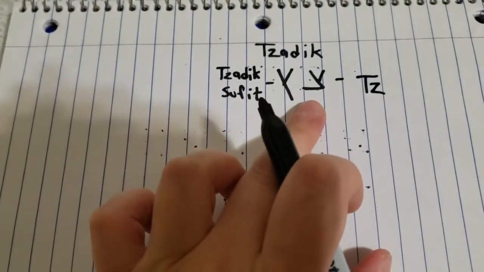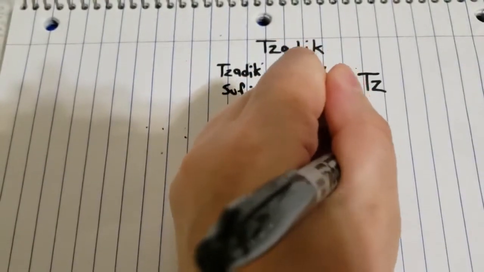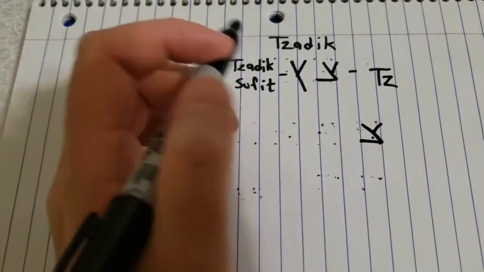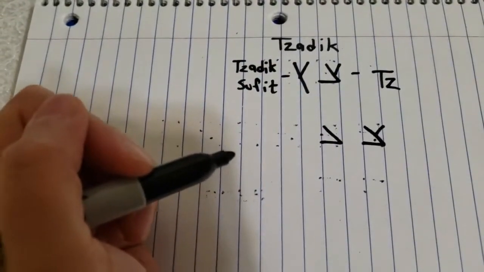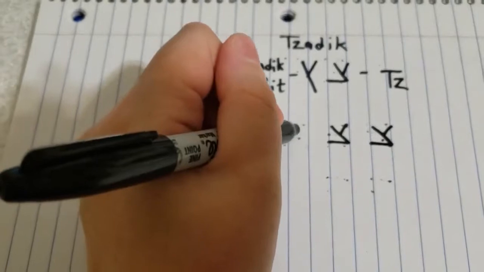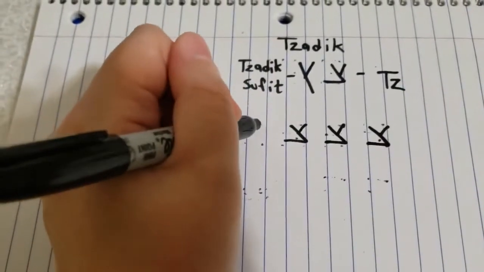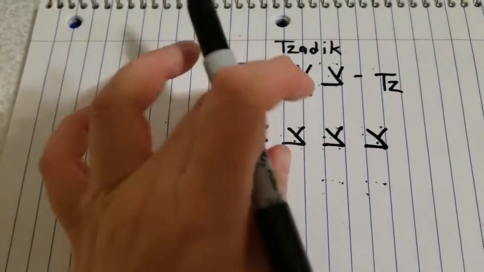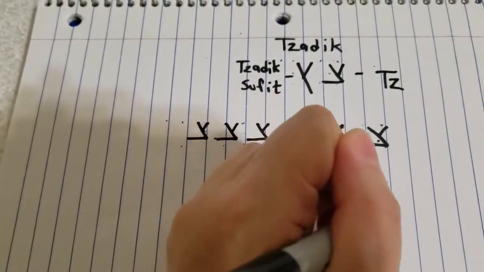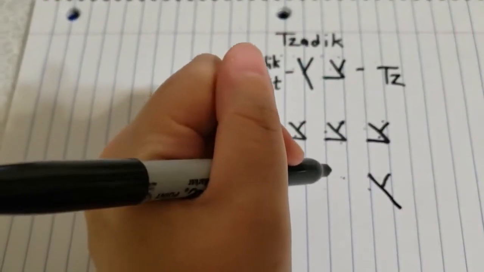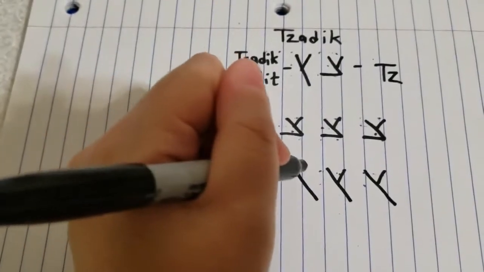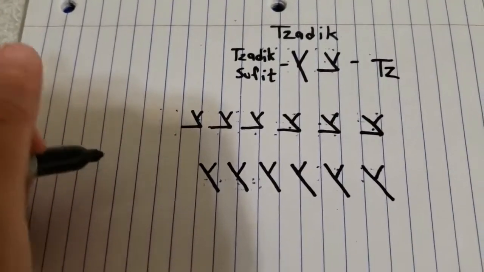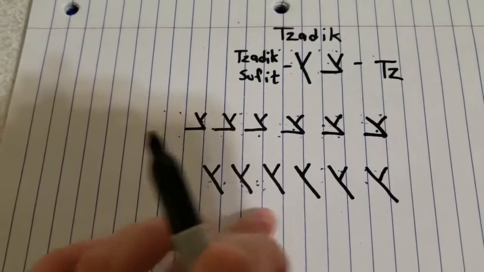Okay, so the way we make this is we begin to make a triangle and then we stick out a little line over here. Beginning of a triangle and then you add an extension. Tzadik also means righteous in Hebrew. Okay, tzadik sofit is like a vertical line and then you add it in. It's like a mirroring Y, the other way of Y, just the opposite way. Tzadik, tzadik sofit.